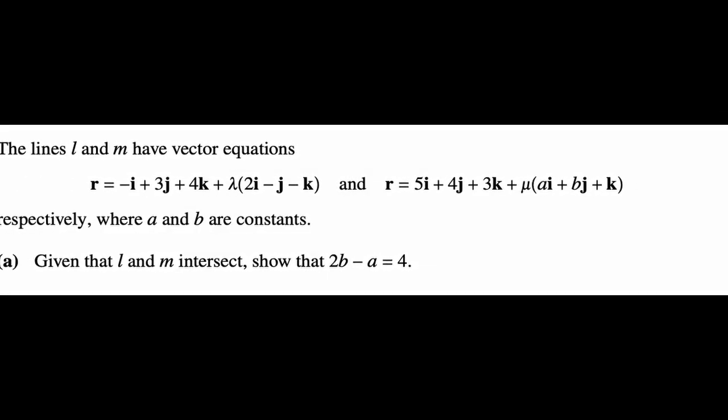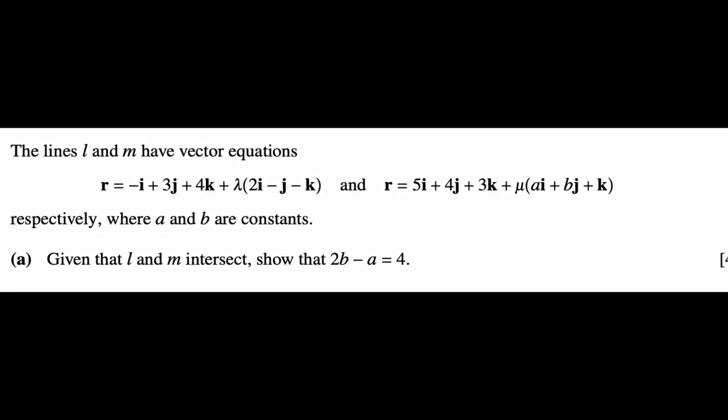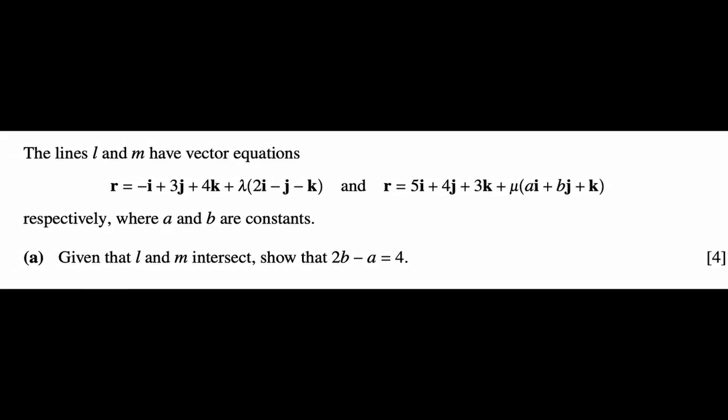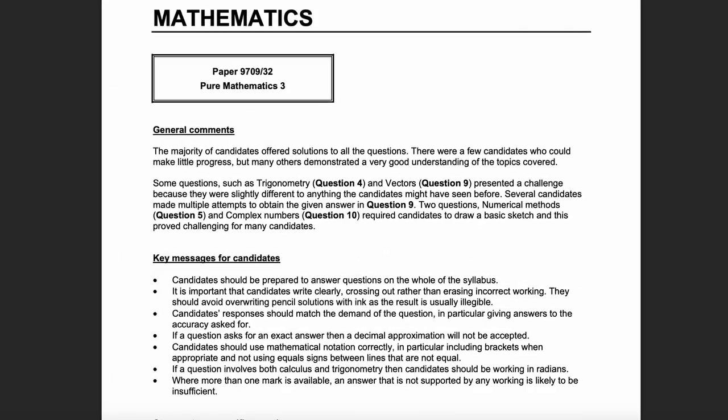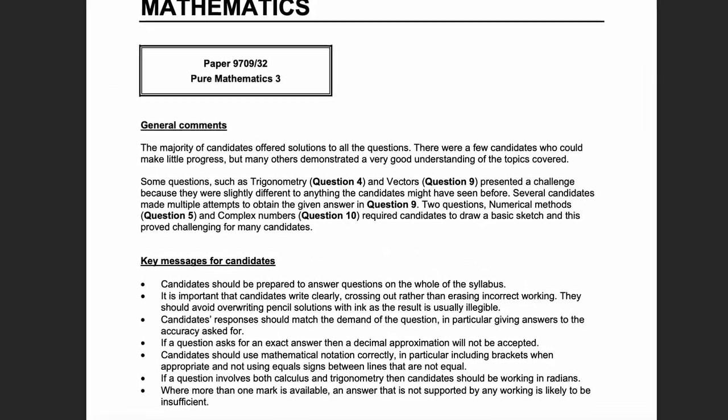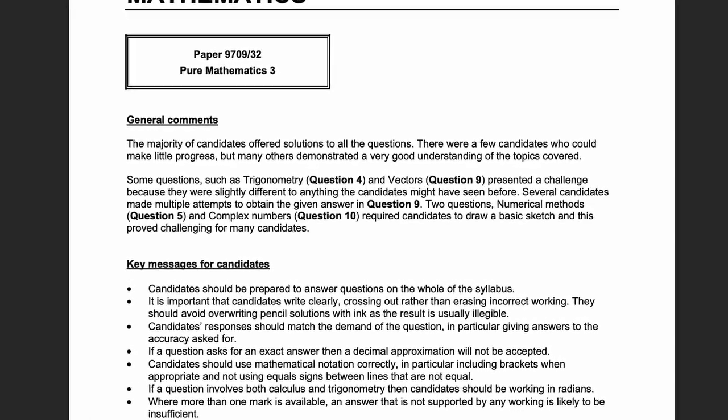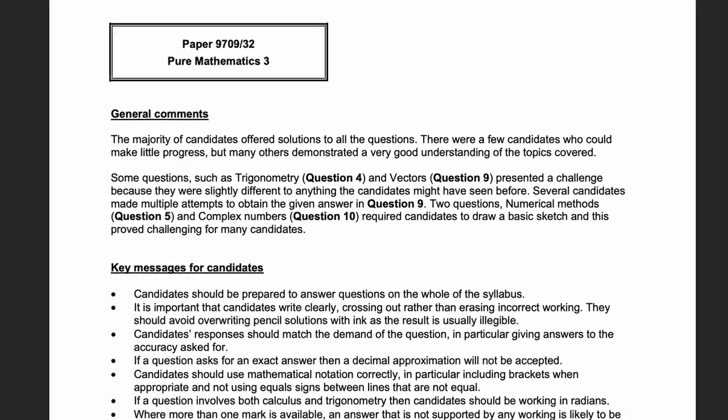Today we're faced with another problem from the May-June 2022 paper 32 paper for CIE. This time it's a vector line problem. Similar to the other question in this paper, over here we have the issue where, according to the examiner, this was a challenge because it was different to anything the students may have seen before. In addition, for this particular question, several candidates made multiple attempts to obtain the answer, which shows you that it's not as simple as it may seem.